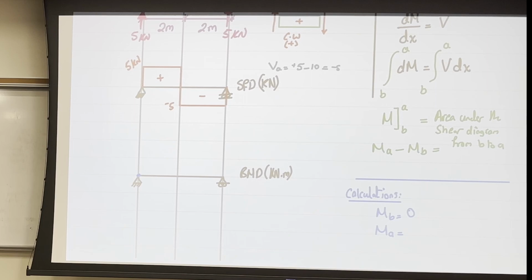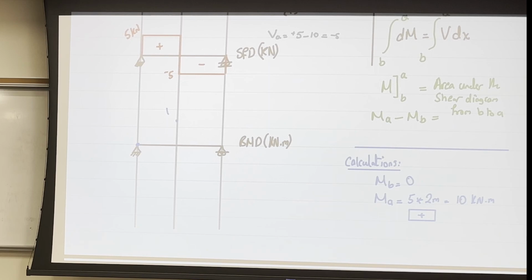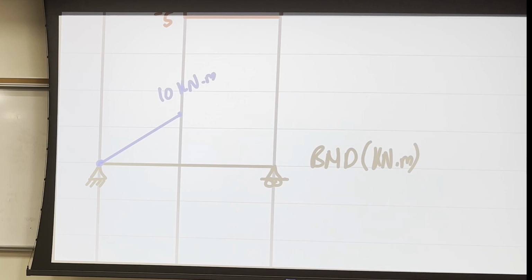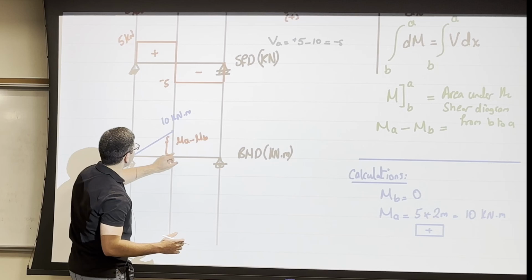So now the area here is 5 times 2 meters. And the 5 times 2 meters, that's the shear diagram, which was a rectangle, which is equal to 10 kilonewton meter. Okay, so at the middle here, I do have a moment equal to 10 kilonewton meter. So I have a start of zero, I have a middle 10, so I'll make a line between them like this. And here, this is what the integration tells you, which is MA minus MB, which is this difference. So this difference here, which is what you see here, is the area under the shear diagram, okay?